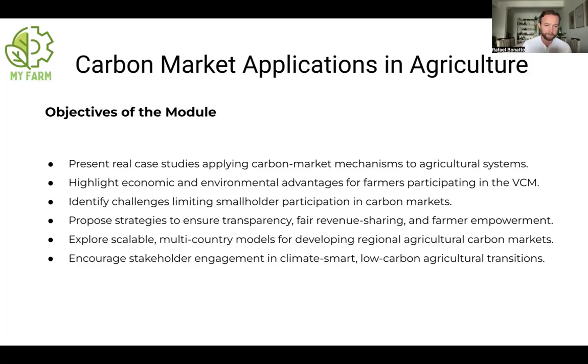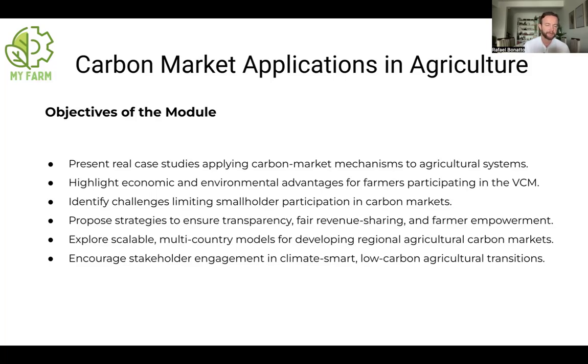Okay, back here to the presentation. The fourth bullet point is to propose strategies to ensure transparency, fair revenue sharing, and farmer empowerment. You're going to see that this pillar is very important, because the idea here is to show you the way farmers can actually benefit from this market. Not just the brands that buy the credits, but the farmer himself or herself can benefit, okay?